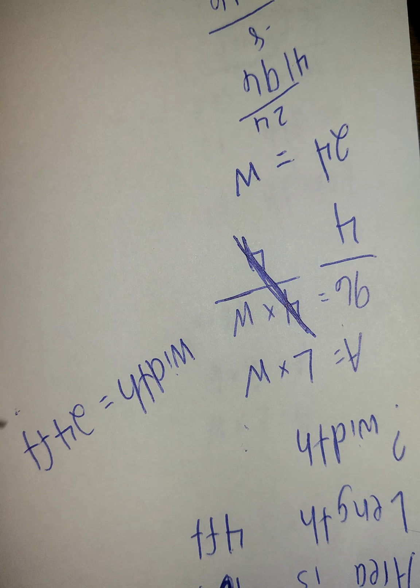As long as they remember area equals length times width. You just plug in the values and solve. If you're solving for your A, you multiply. If you're solving for one of your L or your W, you're going to have to divide both sides and get that singular value.